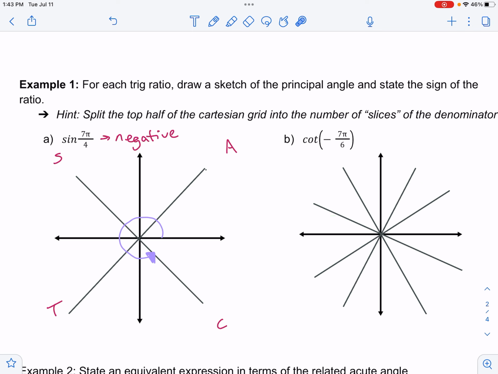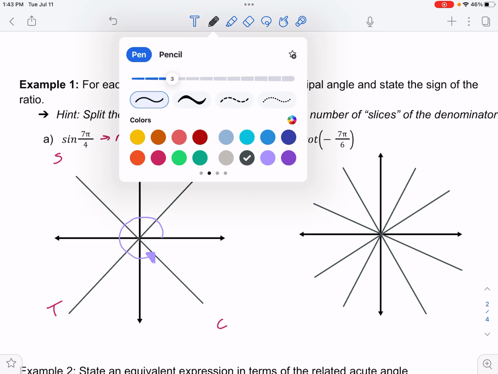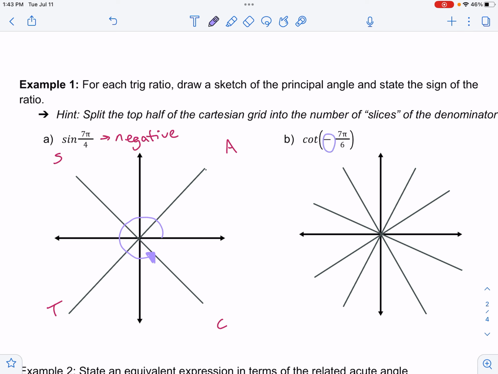It is indeed. Now I'm going to draw my angle. Note here that our angle has a negative sign, so I'm going to go backwards. I'm going to go clockwise, starting from my positive x-axis. So I need 7/6. 1, 2, 3, 4, 5, 6, 7. Try a little smoother. 1, 2, 3, 4, 5, 6, 7. There we go. I'm just going to highlight both of these with their terminal arms so that we can clearly see where the terminal arm is.